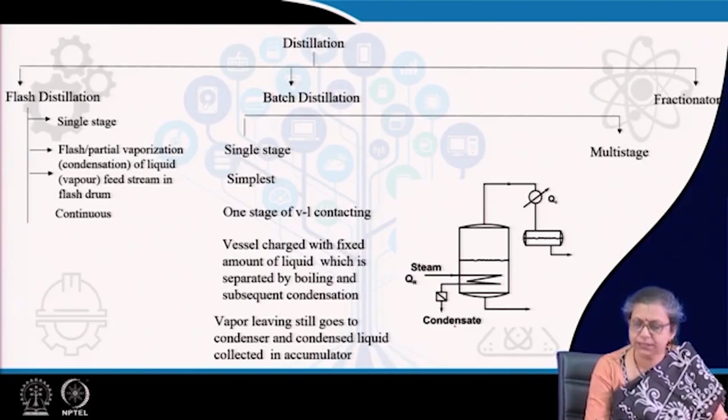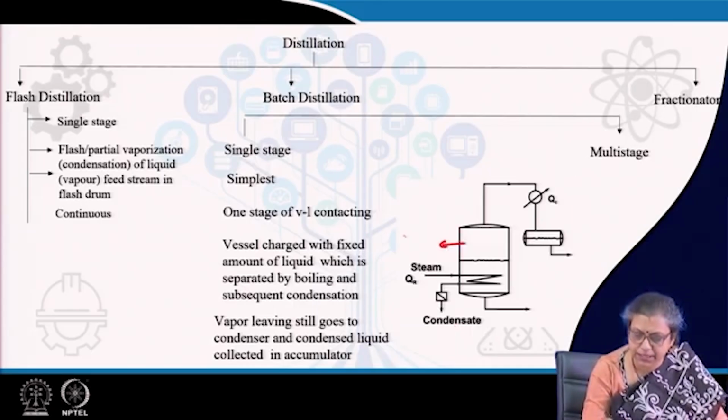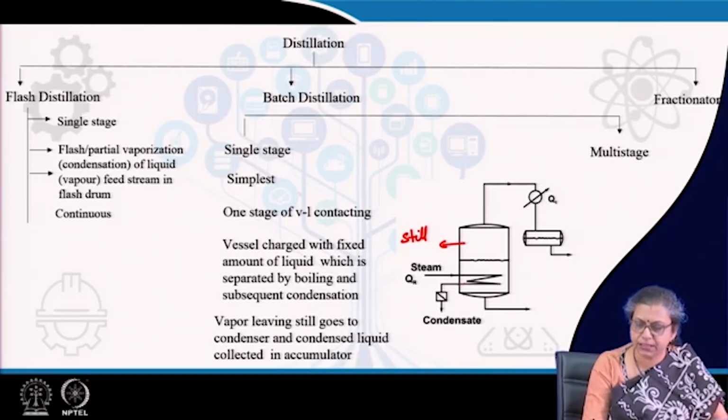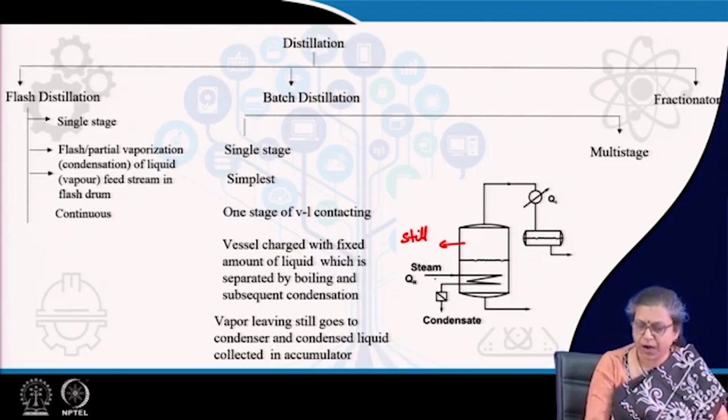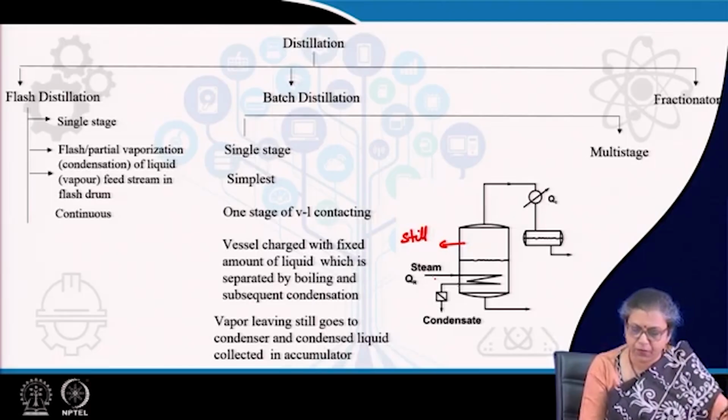Now, in batch distillation, as is quite evident, it is a batch process. So in its simplest form, what do we have? We have a still. In this still, the liquid of known composition is introduced, and then this is heated. It can be heated either by the introduction of coils, or the vessel can be jacketed, and usually a condensing liquid from some other part of the plant, or condensing steam, is used for providing the heat.